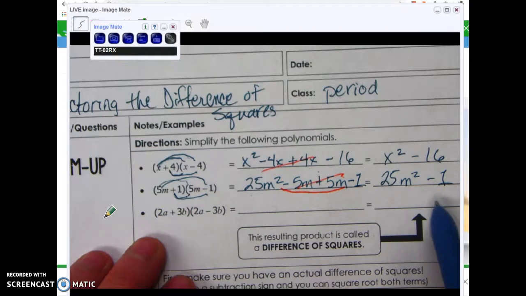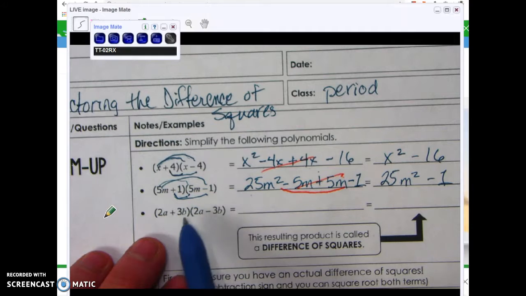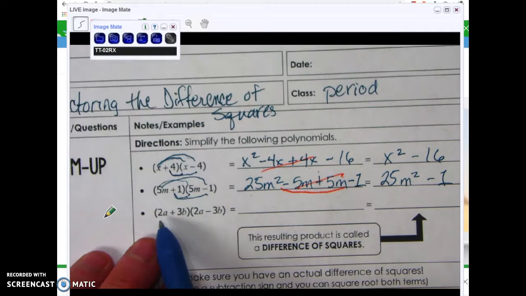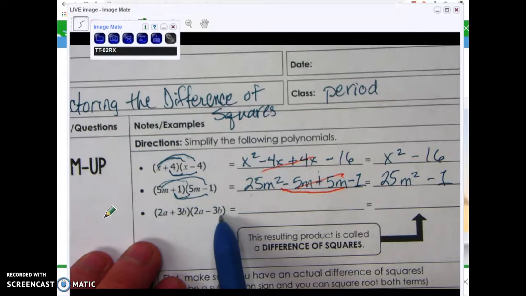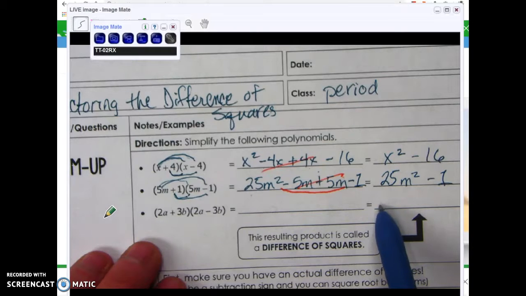Okay, the last warm-up. You will end up with just two terms when you have the difference of squares. Difference of squares means here's a plus, here's a minus. That means those two middle terms are going to subtract out when the numbers are the same. 2a plus 3b, 2a minus 3b. If I'm catching on, I should realize that I could put my answer right here.